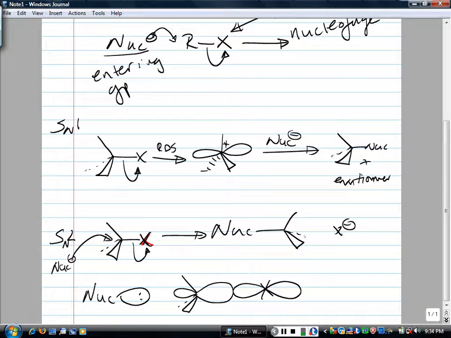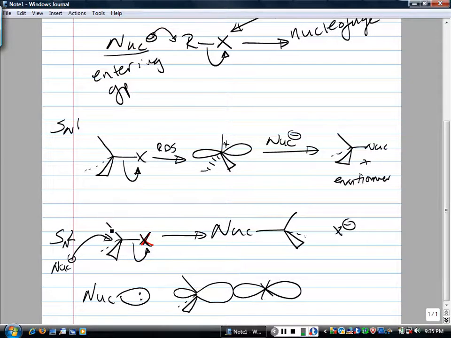Here's my carbon-X bond. I'm using X as a halogen, so that's its p orbital. This is the sp3 hybrid of the carbon. And the nucleophile has to be able to deliver its lone pair of electrons to this orbital on the carbon, so it has to approach within bonding distance. And it's going to be subject to steric interaction if I place large groups on this carbon.